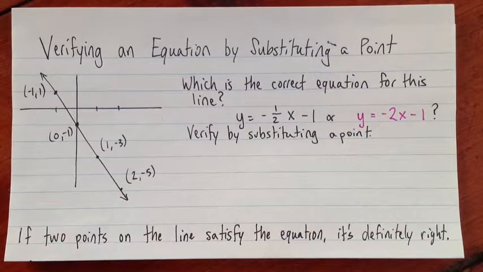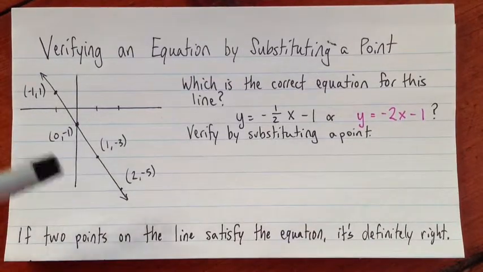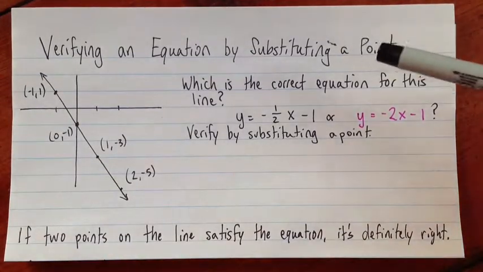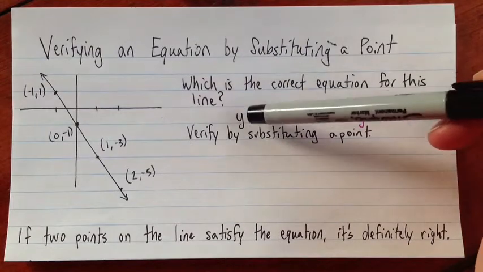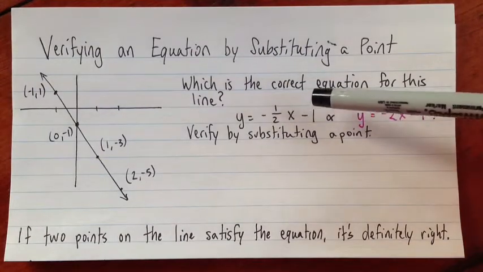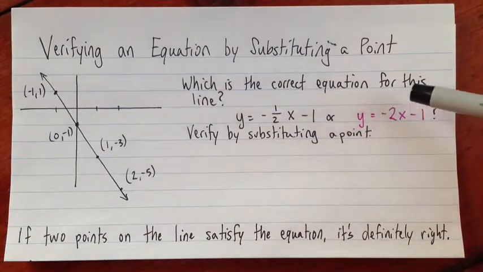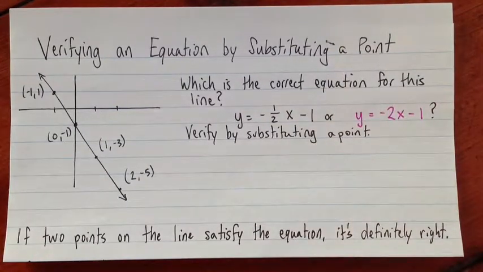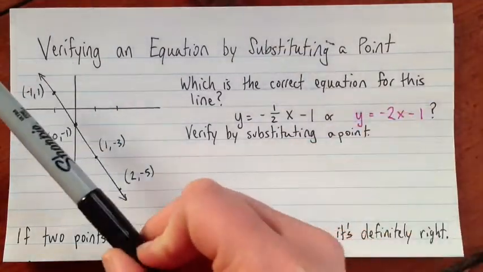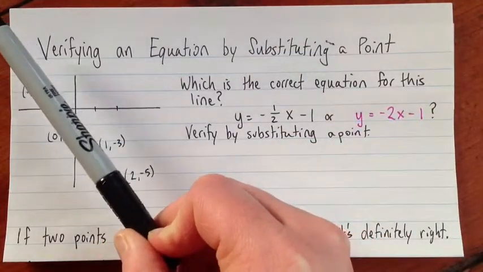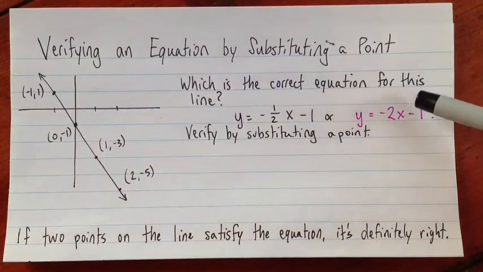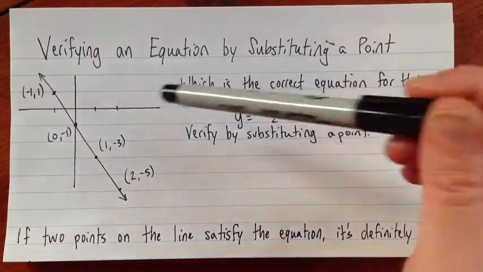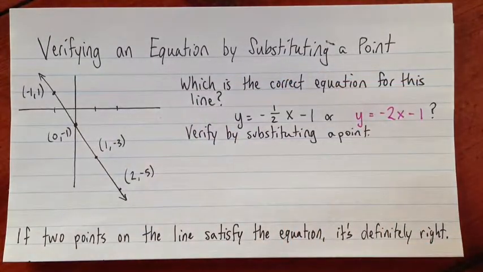So here's an example. We've got a line here, and the question is, which is the correct equation for this line? Is it y equals negative a half x minus 1, or is it y equals negative 2x minus 1? I'll call it the black equation and the pink equation. At first glance, both of these look reasonable. In both of them, the slope is negative, and the line is going this direction, so it's negative. And the y-intercept is right for both of them. They've both got a y-intercept of negative 1.